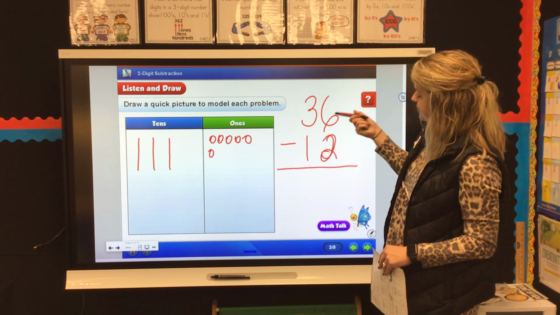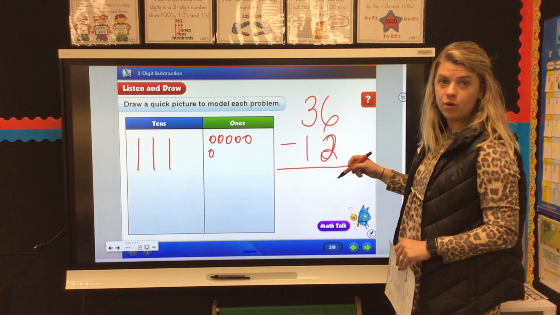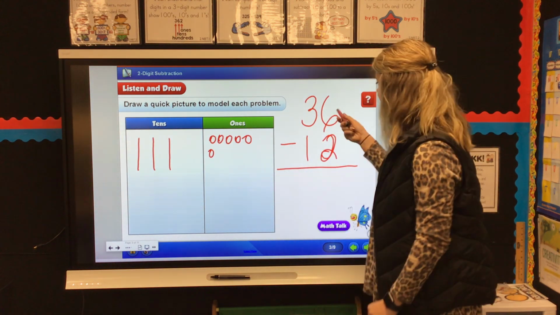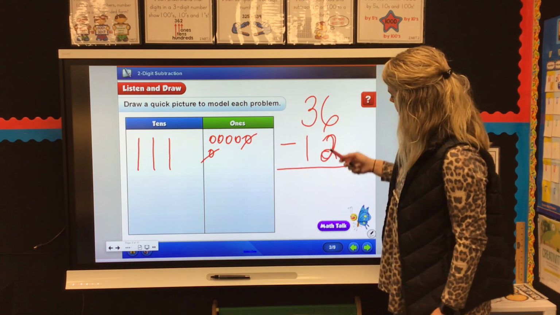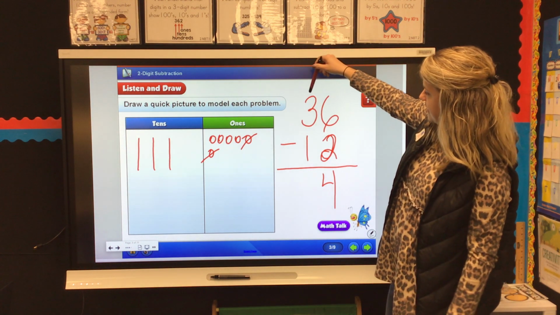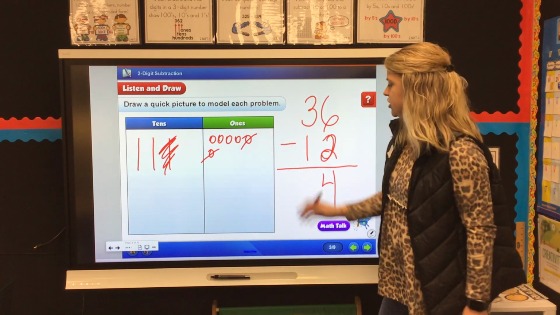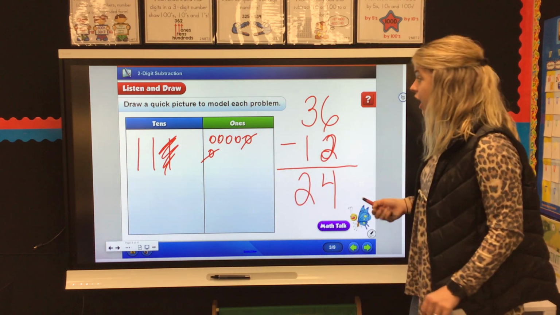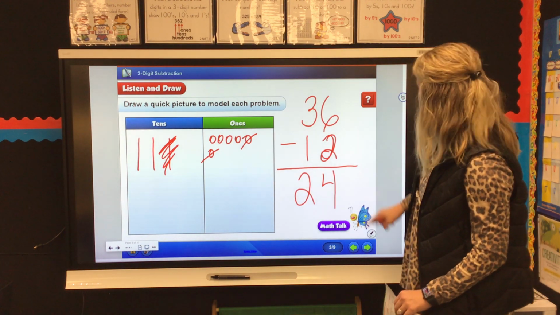Okay, I have 6. I need to take away 2. More on the top or more on the floor? More on the top, no need to stop. So if I have 6, I can take away 2. 1, 2. How many ones are left? 6 minus 2 is 4. Then I move over to my tens. 3 minus 1. How many tens are left? 2. So Devin has 24 robots left on his shelf. All right, let's try the next one.